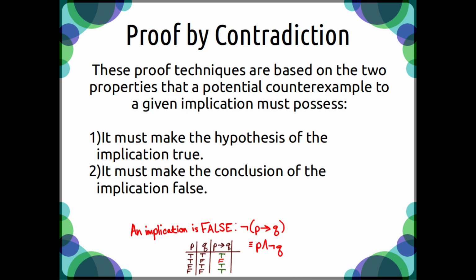These proof techniques, that is, the direct proof and the contrapositive, are based on two properties that a potential counterexample to a given implication must possess. So first, it must make the hypothesis of the implication true, and two, it must make the conclusion of the implication false. So in other words, remember our P then Q statements. If P is true, but Q is false, then the entire statement is false. And that's the only time it is false.